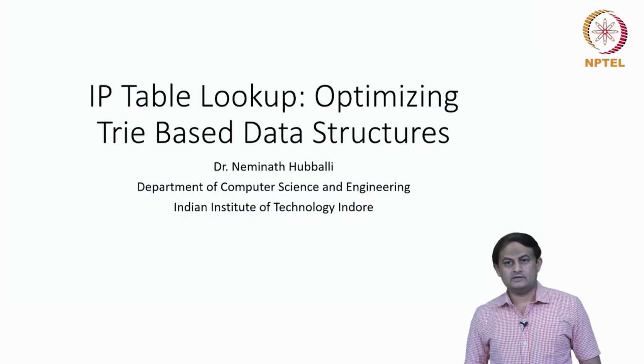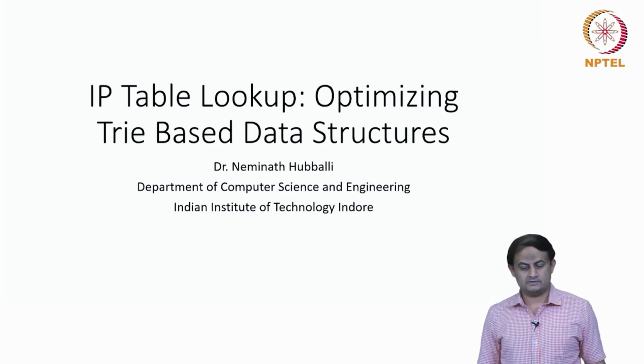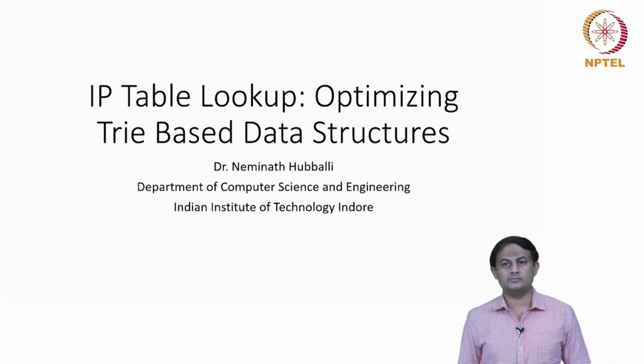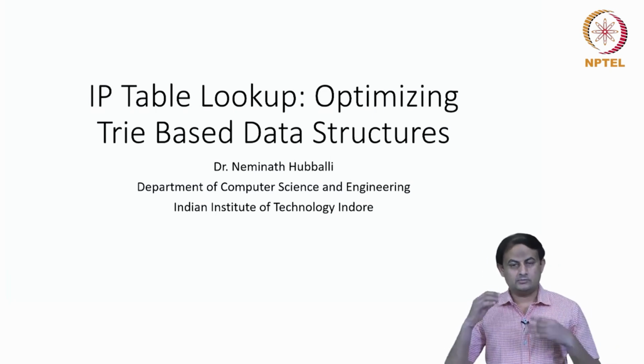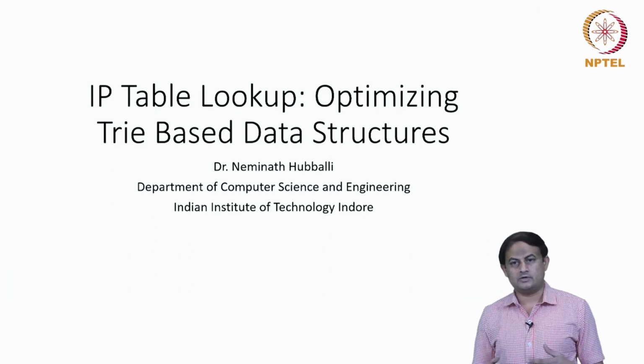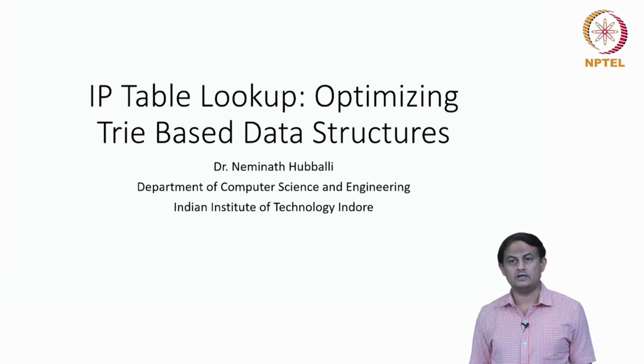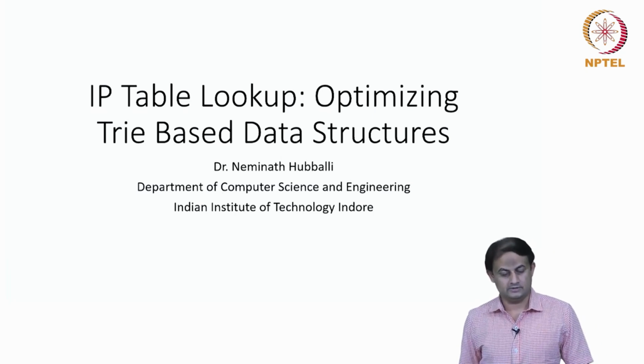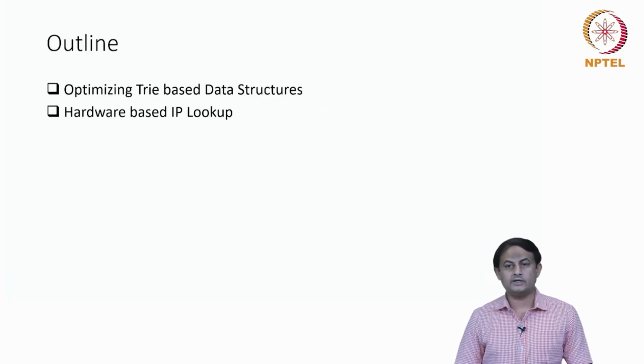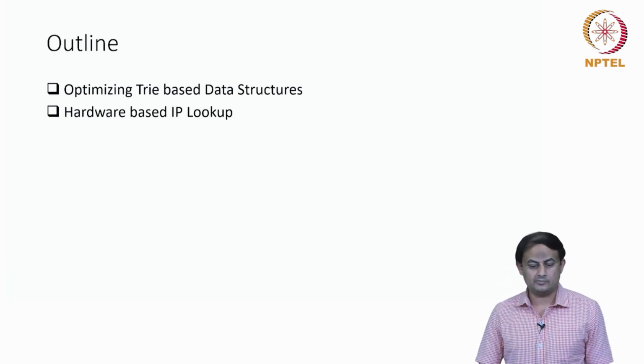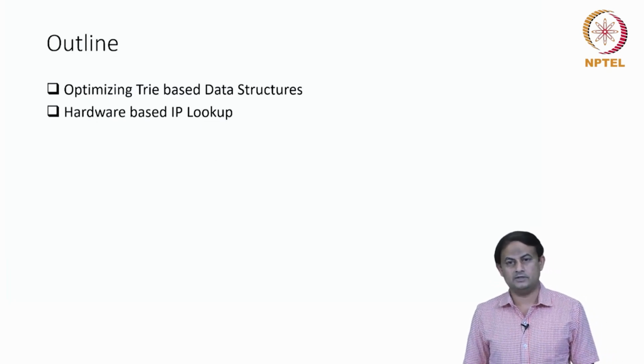Welcome back. In the last lecture, we started our discussion on the IP table lookup. We saw some of the data structures available for doing the IP table lookup in software. Particularly, we saw binary trie and a couple of optimizations on the binary trie. We'll continue that discussion today. We'll see some more optimizations that are possible on the binary trie.